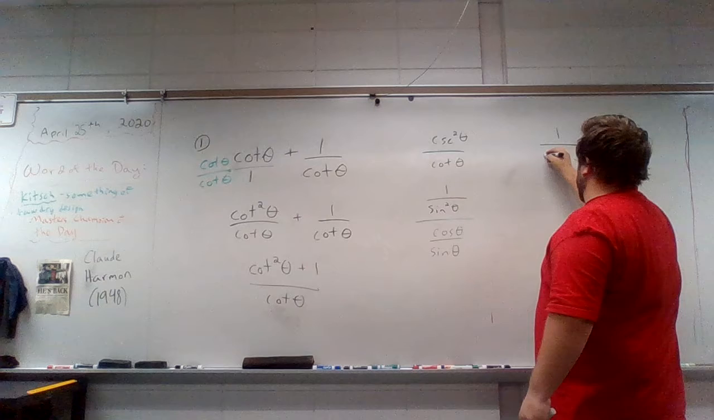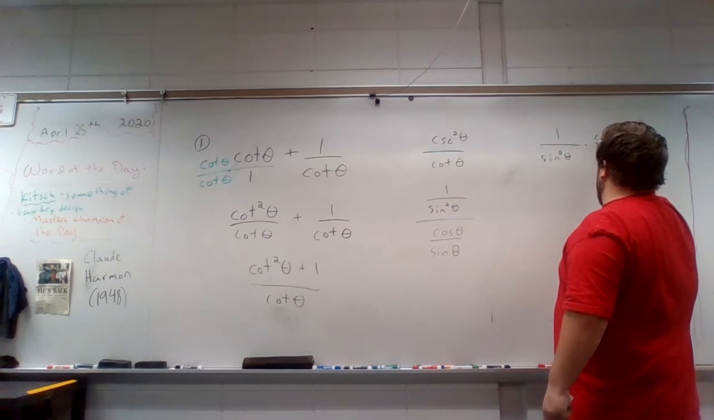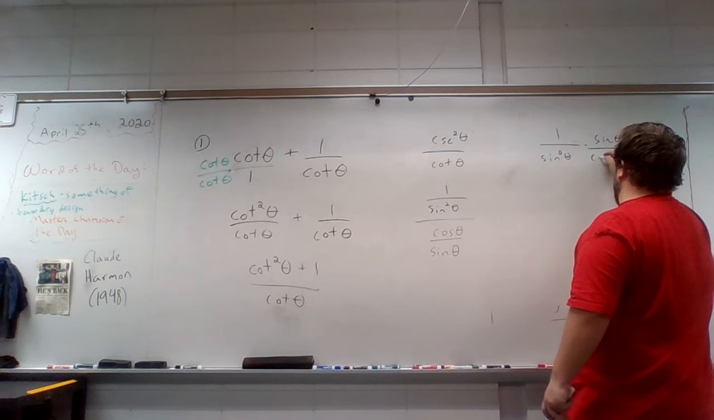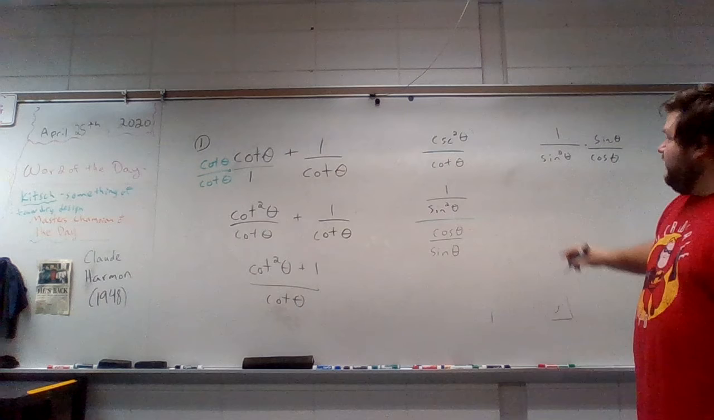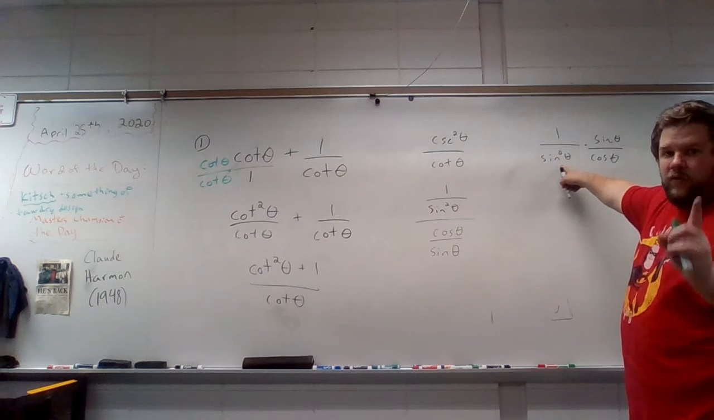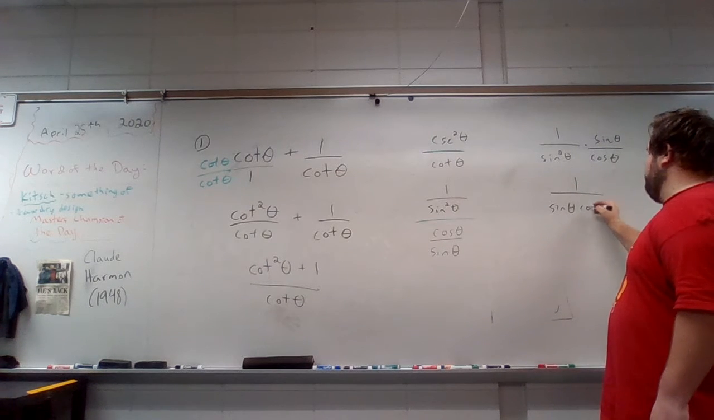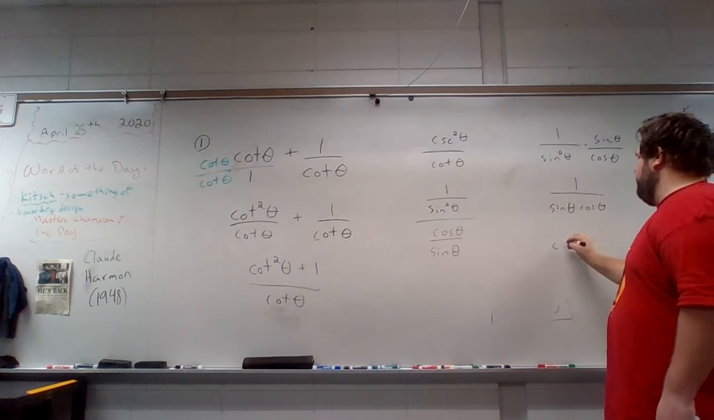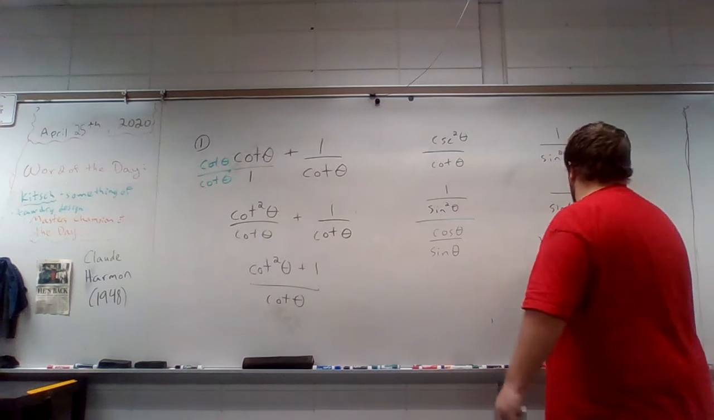Multiply by the reciprocal. 1 over sine squared times sine over cosine. You did notice that one of the signs cancels. So sine over sine squared, I can cancel out one of those sines. So I get the 1 over sine cosine, which is the cosecant secant that we were after.